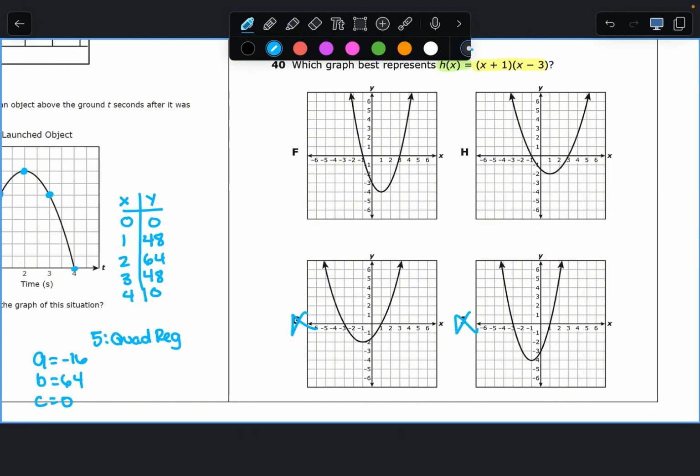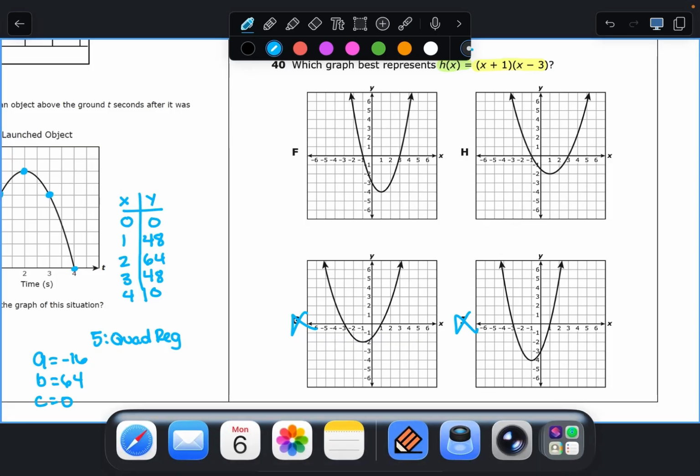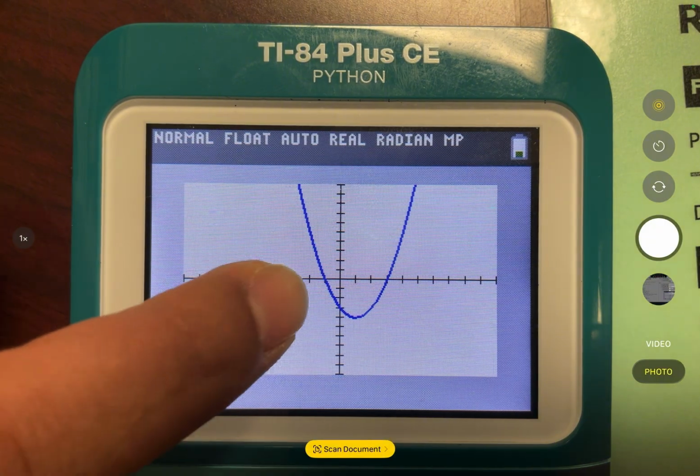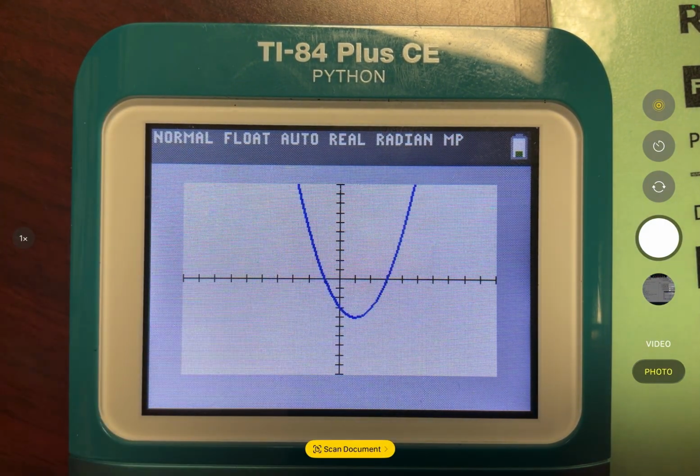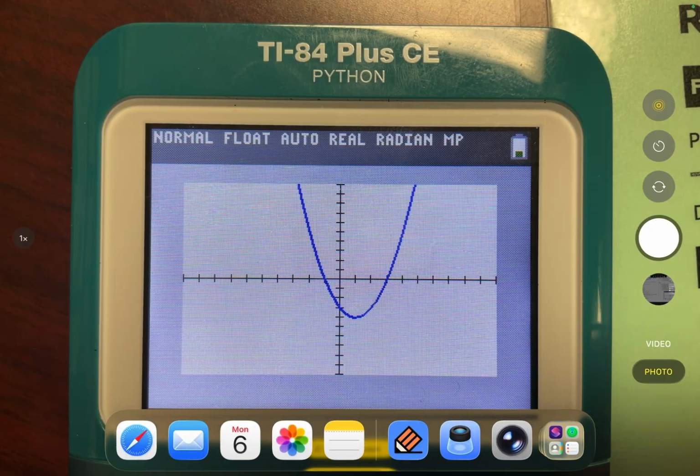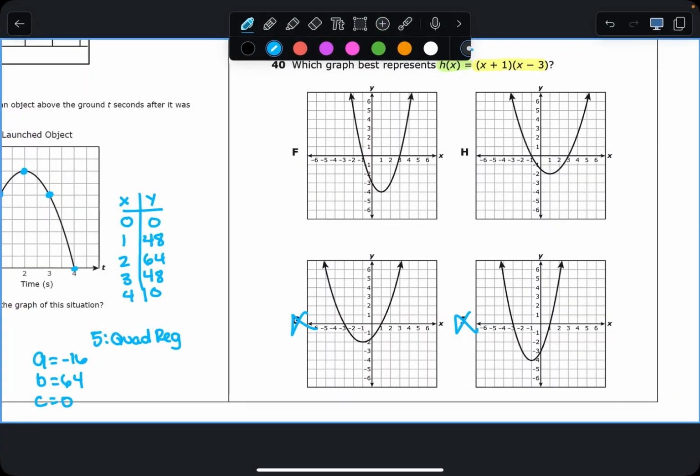Sorry. Yes, J and D. Now from there, you want to check the zeros, so you hit second graph. This one is crossing at 1, negative 1 and 3. Both F and H are crossing at negative 1 and 3. So you couldn't eliminate based off of negative 1 and positive 3. You have to check the vertex.